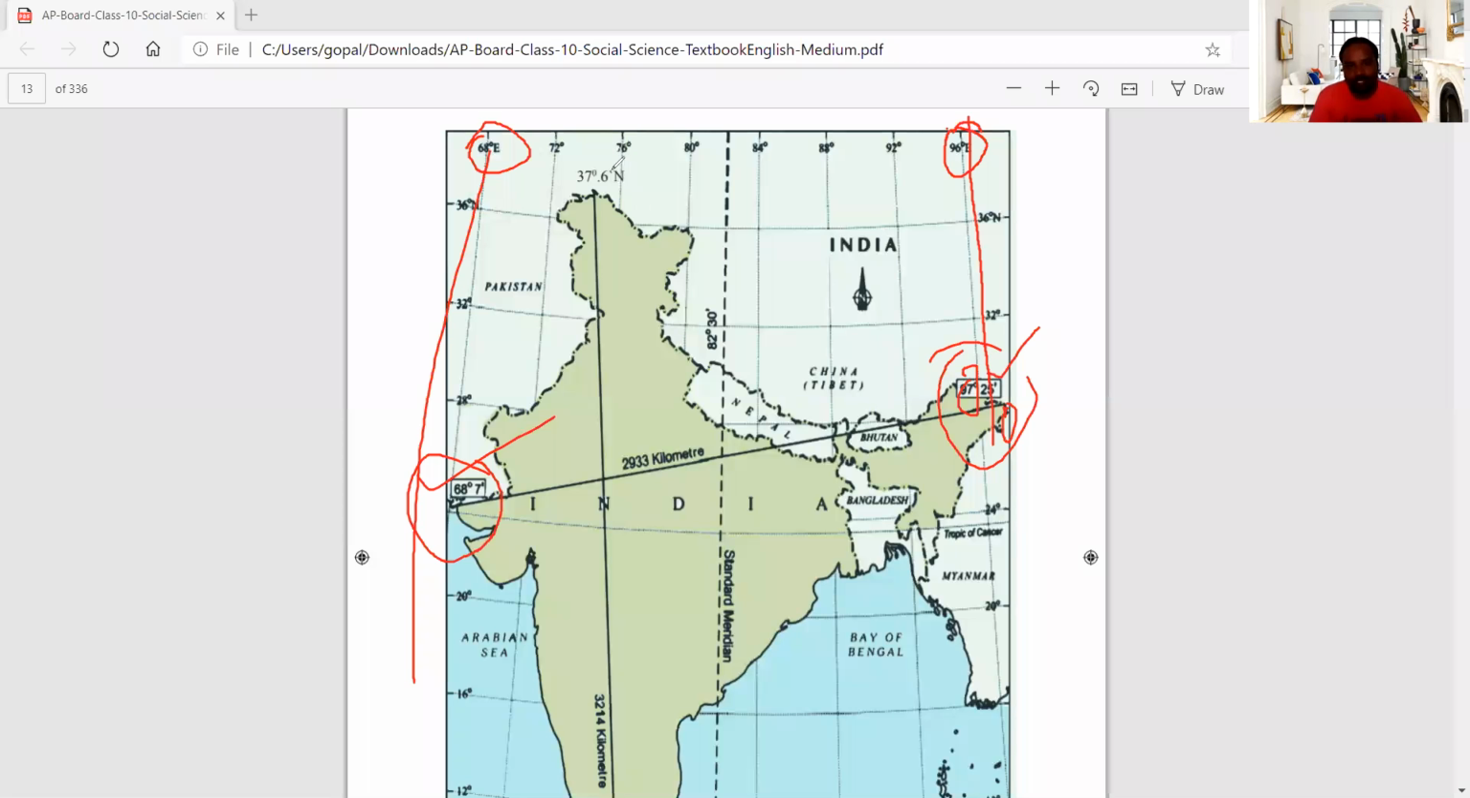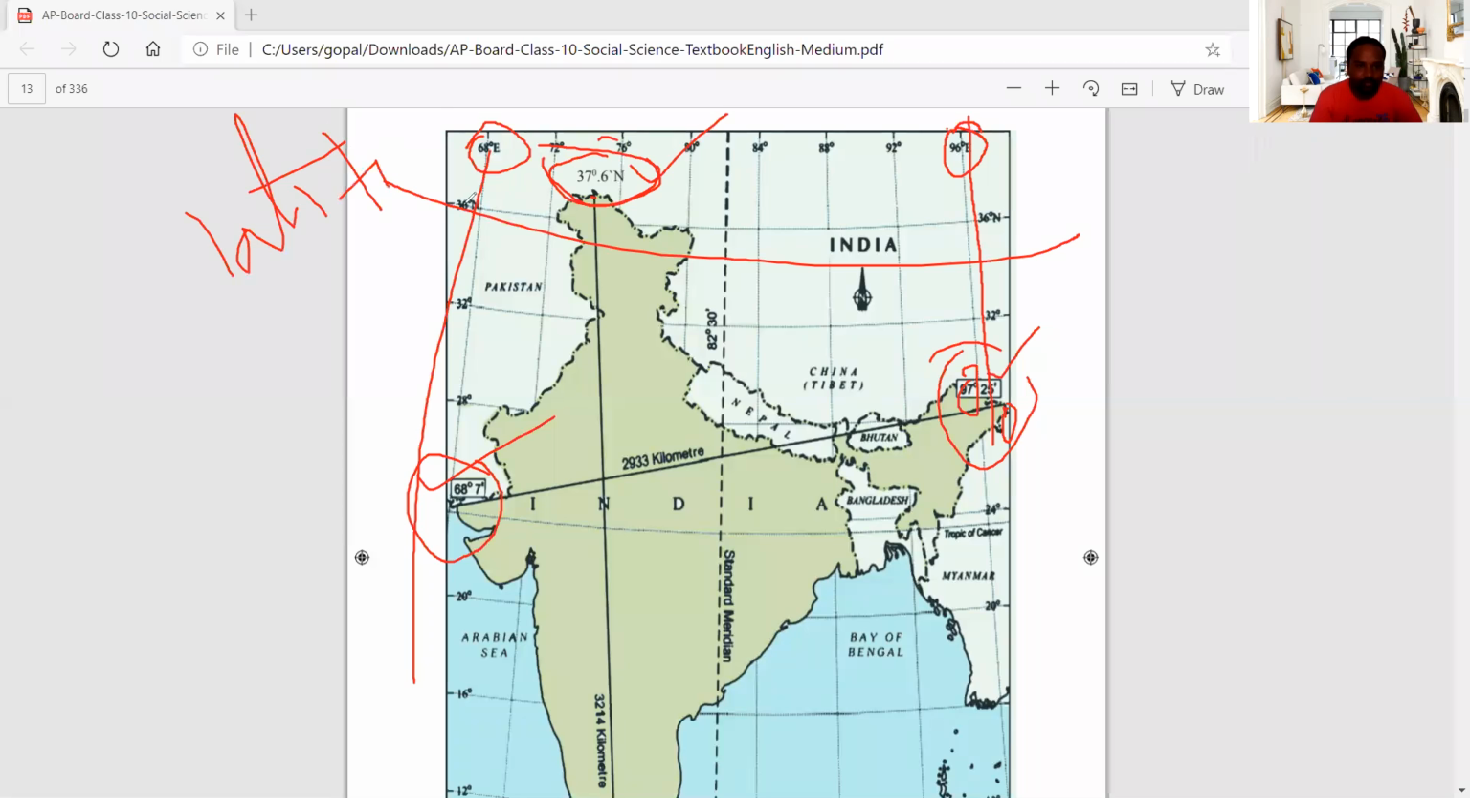Next, on the top side, the longitude is passing. Here we can see the touching of India. Which latitude is there means 37 degrees 6 minutes north latitude. So here we are telling about this latitude.